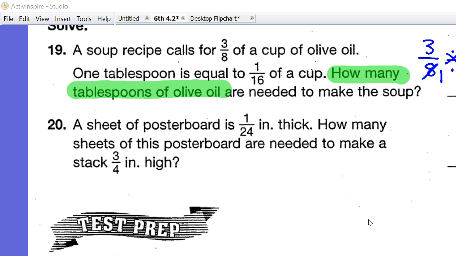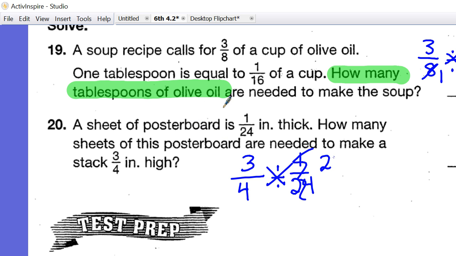Let's go ahead and try number 20. 20 says a sheet of poster board is 1/24 inches thick. How many sheets of this poster board are needed to make a stack 3/4 inches high? So we know that ultimately the stack's going to be 3/4 high. So that means this one's going to be set up backward from the last one. We take the second term, 3/4, divide that by 1/24. So it's just kind of a reminder. The book and the worksheet, they don't have any obligation to give you the numbers in the correct order. You have to read and interpret and then put them in the correct order. If you set this up, number 20 is 3/4 divided by 1/24, you will get it correct, as long as you remember to multiply by the reciprocal.